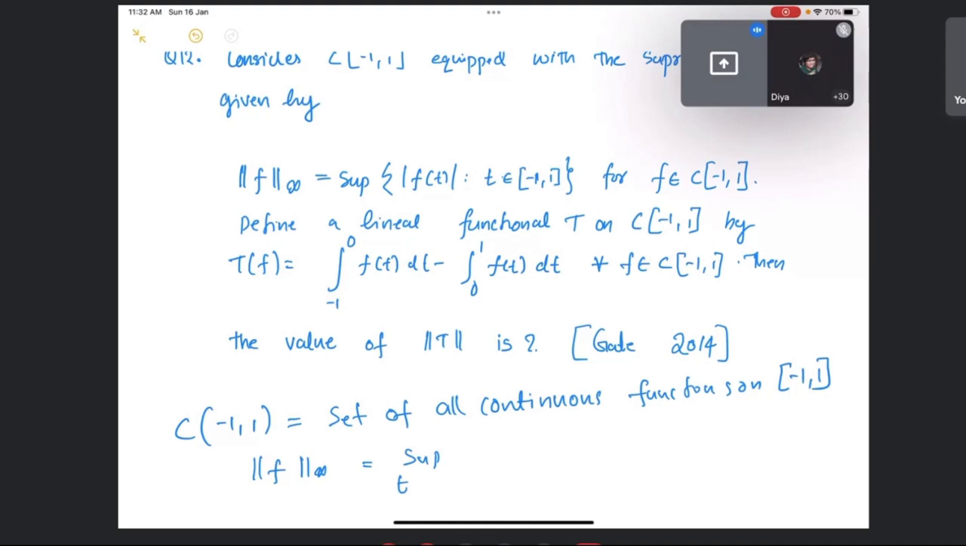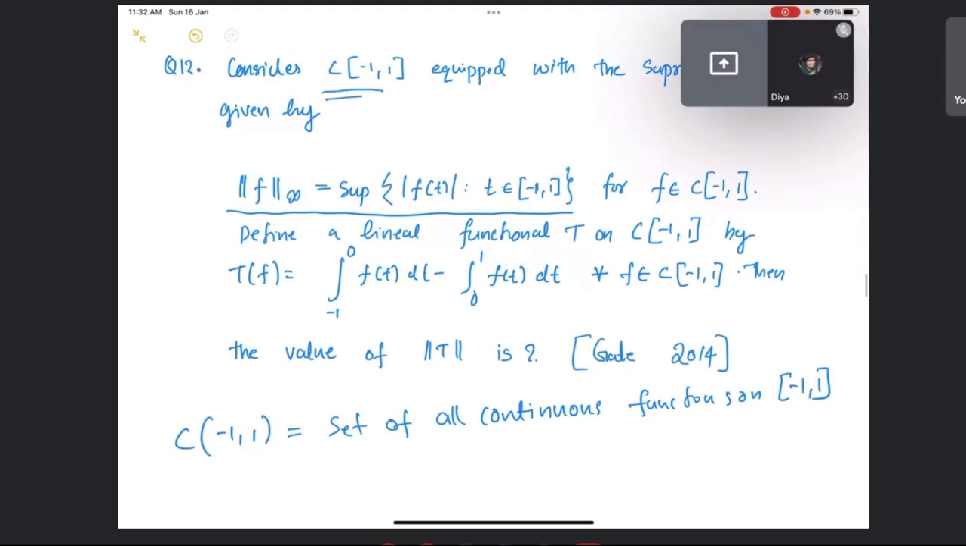It is already given, right? Yeah, the norm is already given here. This is the norm of a function. And it makes this vector space into a normed space. Actually, a complete normed space with respect to this norm.